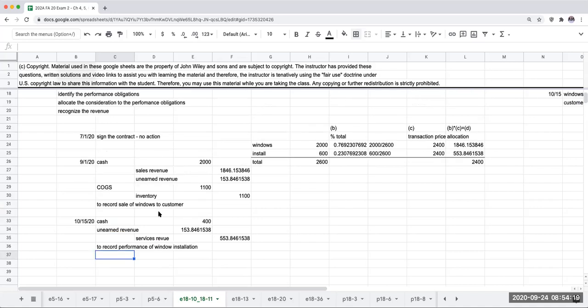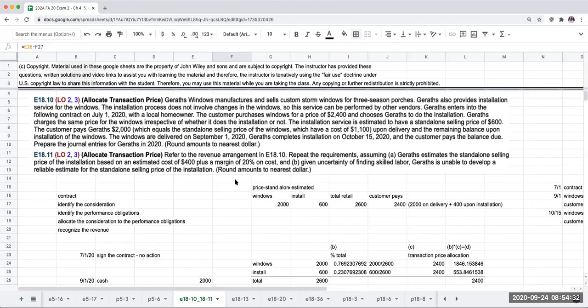And again, if you compare this to the book solution, mine is slightly different because I do not debit accounts receivable, and I do not credit unearned revenue for the 553. To me, that's a gross up. Okay, so that is exercise 18.10.